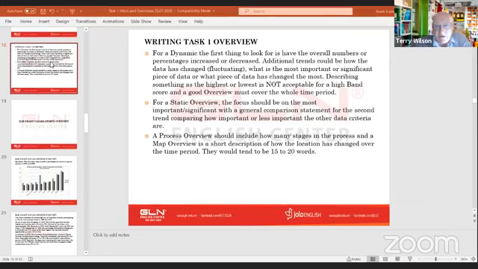For a static overview, the focus should be on the most important or significant, with a general comparison statement for the second trend, comparing how important or less important the other data criteria are. A process overview should include how many stages in the process, and a map overview is a short description of how the location has changed over the time period. They would tend to be 15 to 25 words. So let's go back and look at our bar chart.